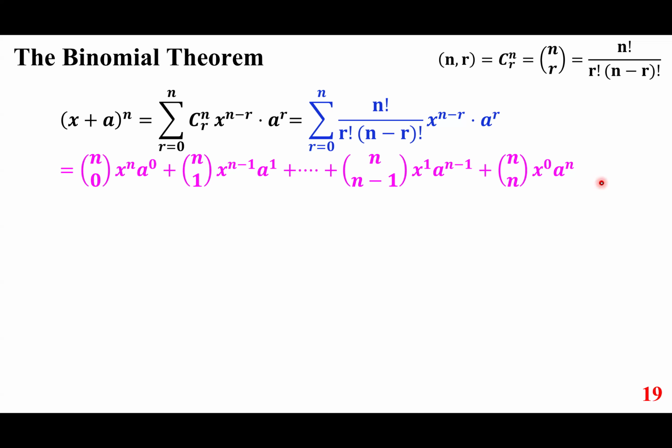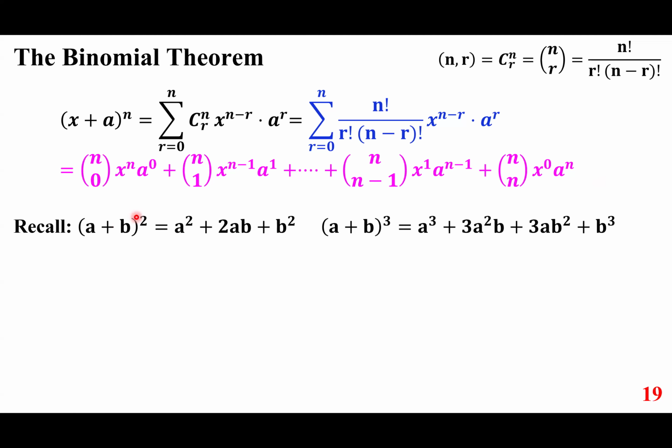Couple of those that we have seen. For example, (a + b) squared, everybody knows, is a squared plus 2ab plus b squared. That's the binomial theorem when n is 2. (a + b) cubed is a cubed plus 3a squared b plus 3ab squared plus b cubed. That's the binomial theorem when n is 3.